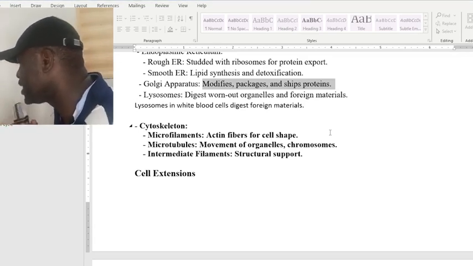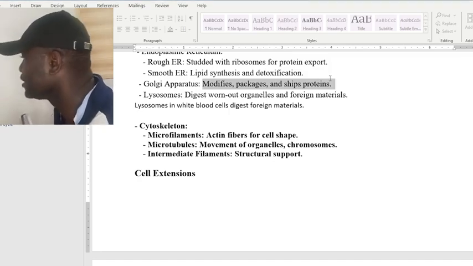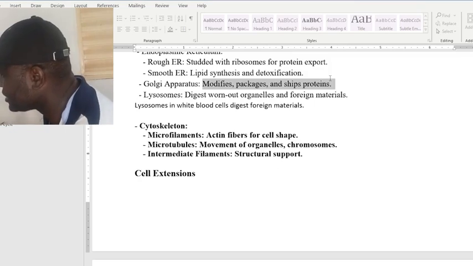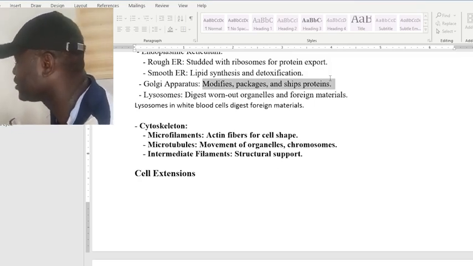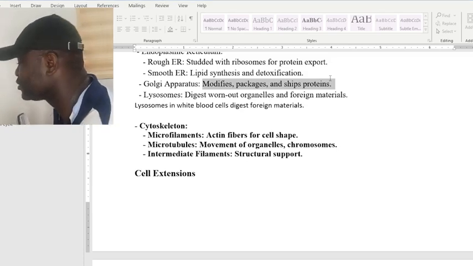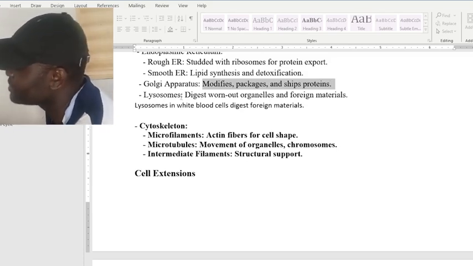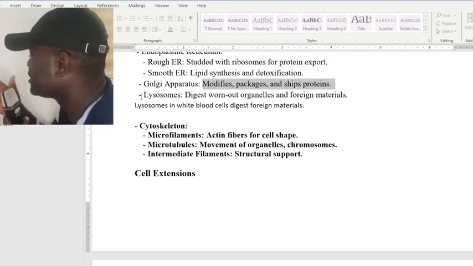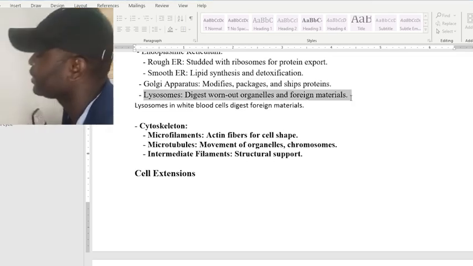Take for instance, you ordered something on Jumia. Jumia will prompt the vendor that so-and-so person has ordered so-and-so thing. They send it to Jumia. Jumia packages the product. So the process of packaging is what the Golgi apparatus does.